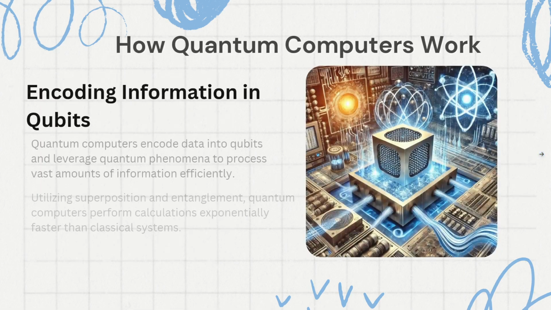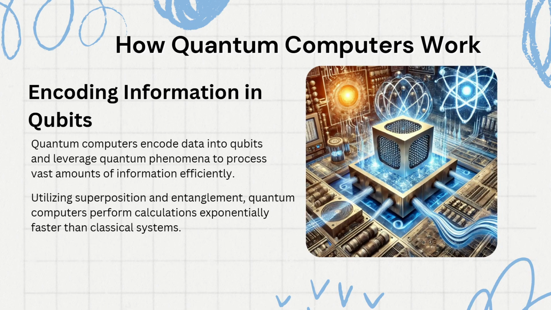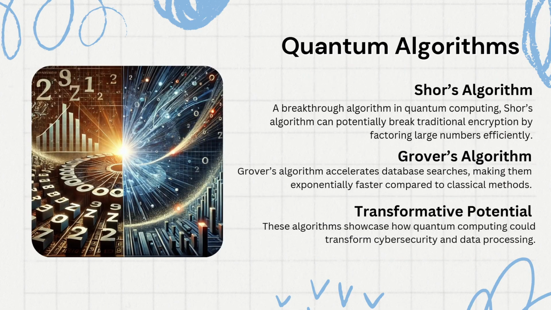One of the most famous quantum algorithms is Shor's algorithm, which can theoretically break much of the encryption that keeps the internet secure. Another is Grover's algorithm, which could search databases in a fraction of the time it would take a traditional computer. These algorithms show just how transformative quantum computing could be.